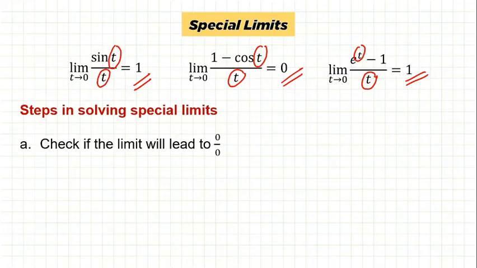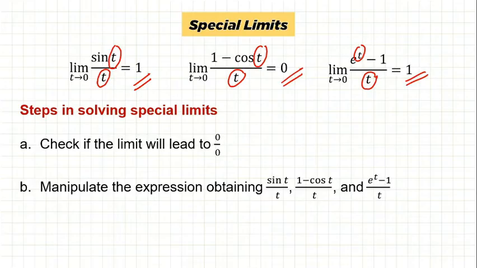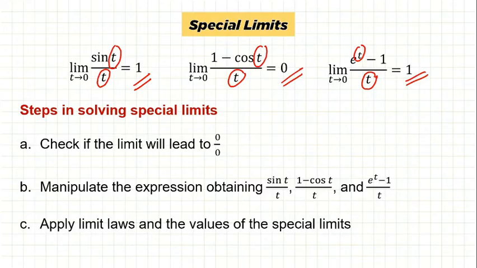So first, you need to check if the limit will lead to 0 over 0, because if hindi siya 0 over 0, then that will be the value of the limit, right? So that's the first step. The second step is to manipulate the expression, obtaining the expression sine t over t, 1 minus cosine t over t, and e to the t minus 1 over t, so that we can apply these values. Okay? So dapat kung ano yung nasa numerator, yun rin yung nasa denominator. Then the last step is to apply the limit laws that we know and the values of the special limit. So, i-apply na natin yung 1, 0, at 1.